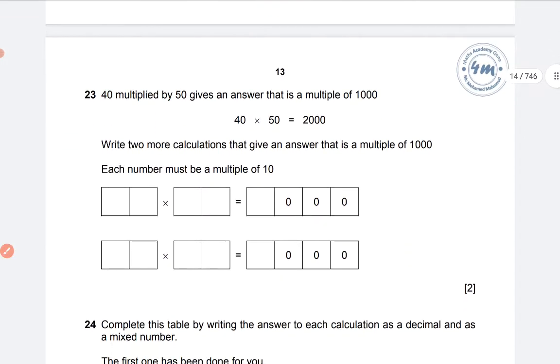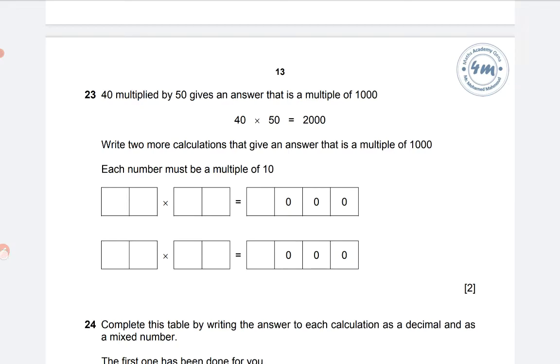Now, 40 multiplied by 50 gives an answer that is a multiple of 1000. 40 times 50 equals 2000. Write two more calculations that give an answer that is a multiple of 1000. Each number must be a multiple of 10.